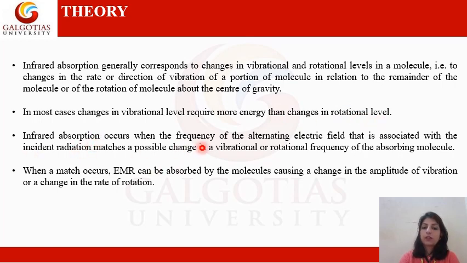Infrared absorption occurs when the frequency of the alternating electric field, which is associated with the incident radiation, matches a possible change in a vibrational or rotational frequency of the absorbing molecule. So whenever the frequencies match, there will be absorption of radiation. So when a match occurs, electromagnetic radiation can be absorbed by the molecule, which causes a change in the amplitude of vibration or a change in the rate of rotation.